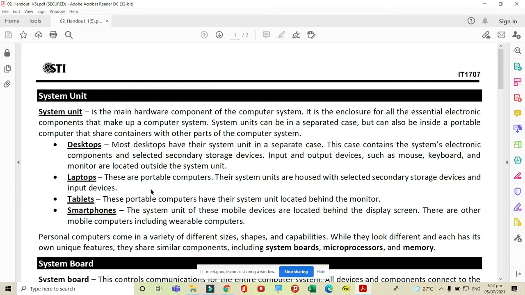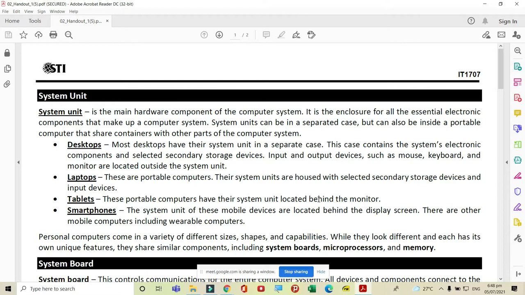Next, tablets. These portable computers have their system unit located behind the monitor. It means it's at the back. Okay? Usually, if you have a tablet, the very important part you should protect is the back. That's why tablet cases were invented, right? The advantages are that, compared to a laptop, tablets are more portable and touchscreen. The problem is that it's also quite expensive, right? On a regular basis, the price of a tablet can already buy a system unit or a laptop, but sometimes.